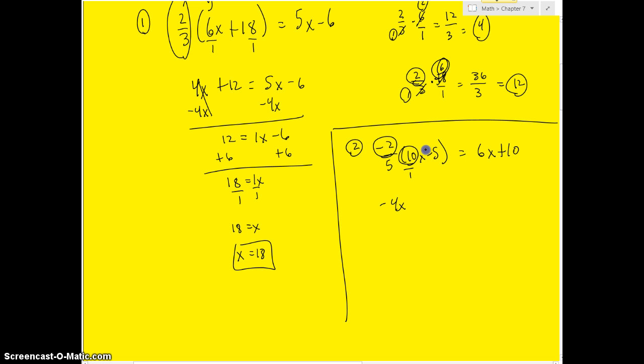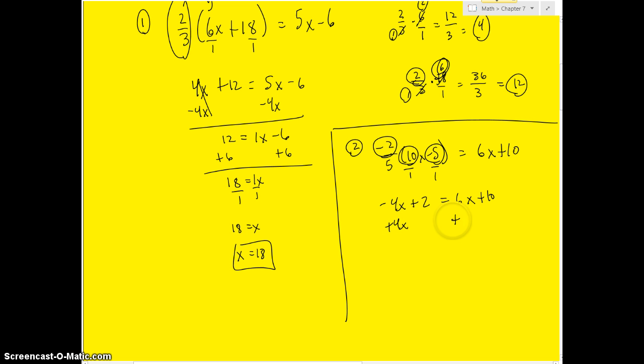Negative 2 times negative 5 is 10. Divided by 5 is positive 2. And that equals 6x plus 10. Just a shortcut to be able to multiply by a fraction.